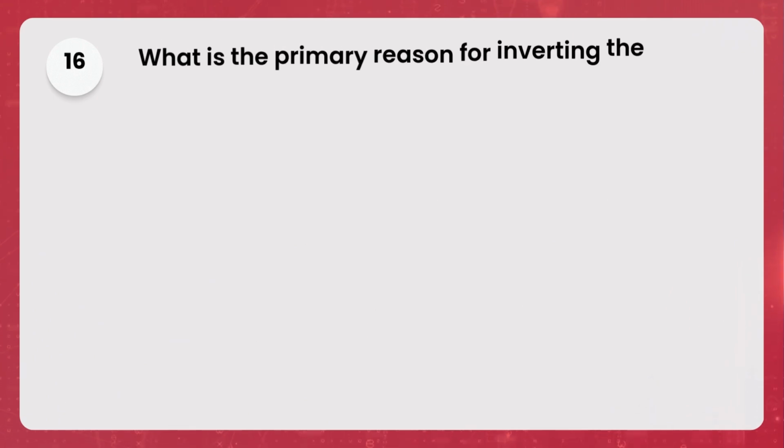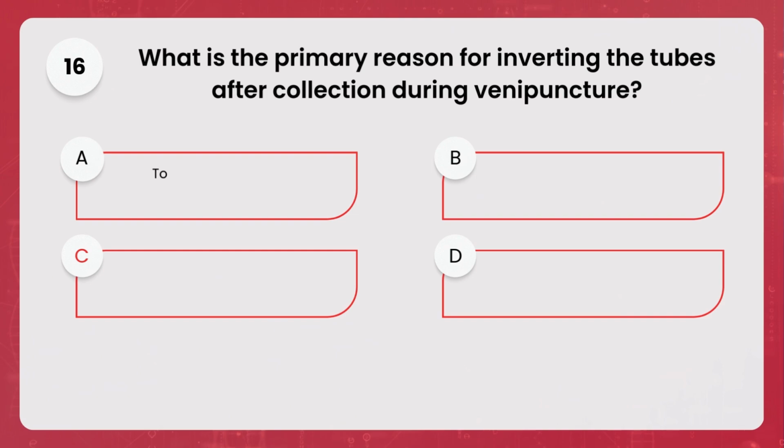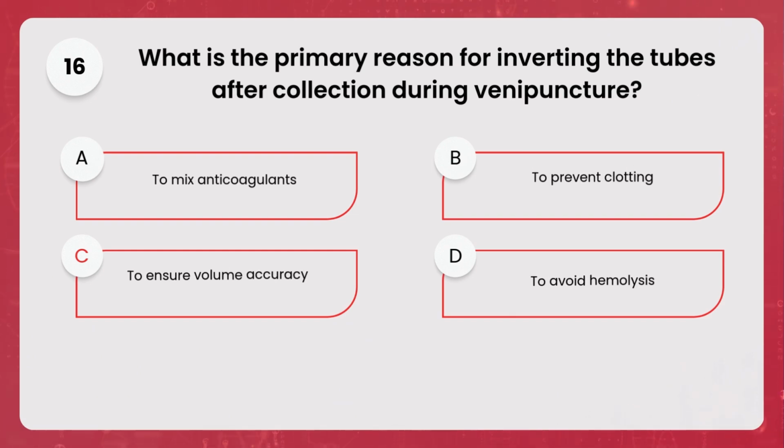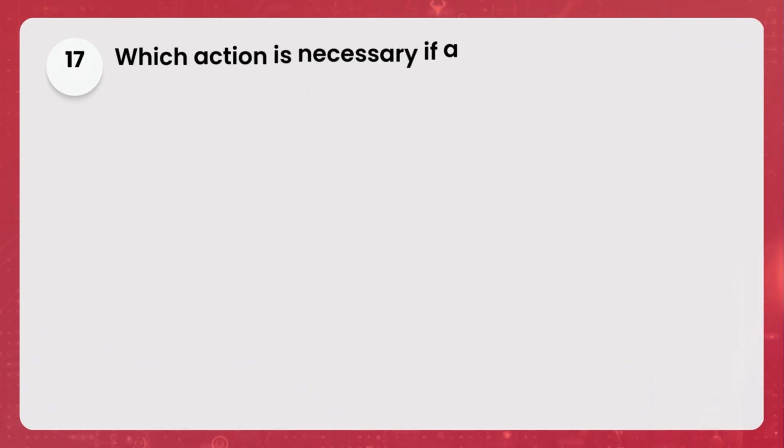Number 16. What is the primary reason for inverting the tubes after collection during venipuncture? A. To mix anticoagulants, B. To prevent clotting, C. To ensure volume accuracy, or D. To avoid hemolysis? The answer is A. To mix anticoagulants.